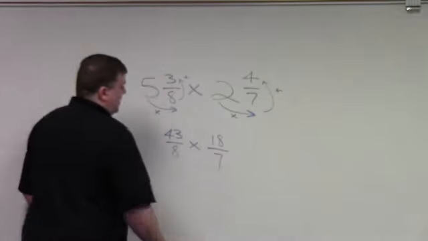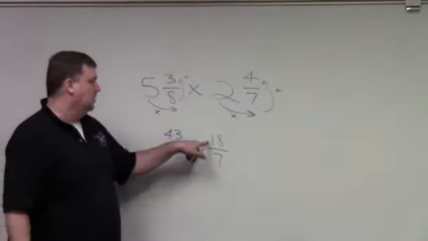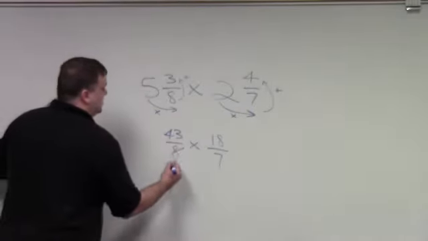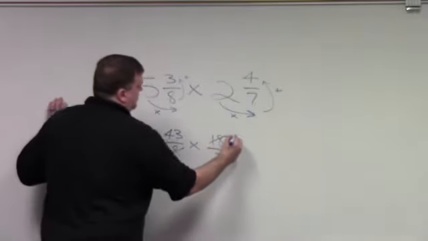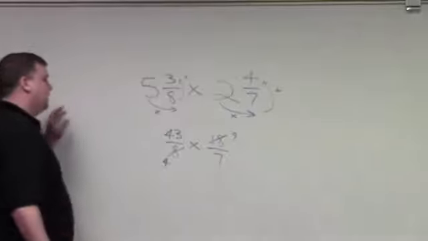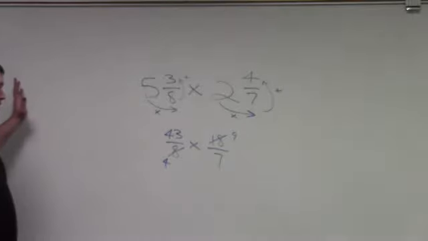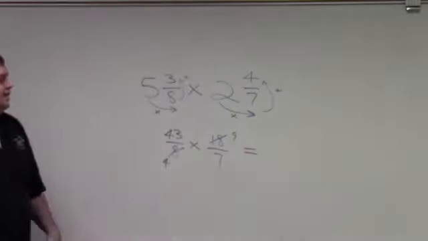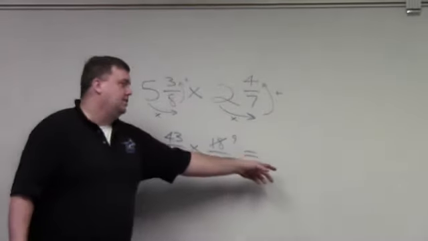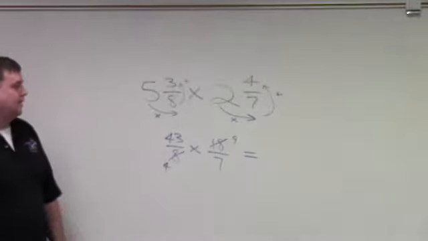Anything common between 8 and 18? Yes. 2. So 2 goes into 8 4 times. 2 goes into 18 9 times. Anything common between 43 and 7? No. Unfortunately, no. So sometimes we're just going to end up with big numbers. But the nice thing about it is, at the end, there's no question whether it's reduced or not, because you already took care of the reducing before you multiply.